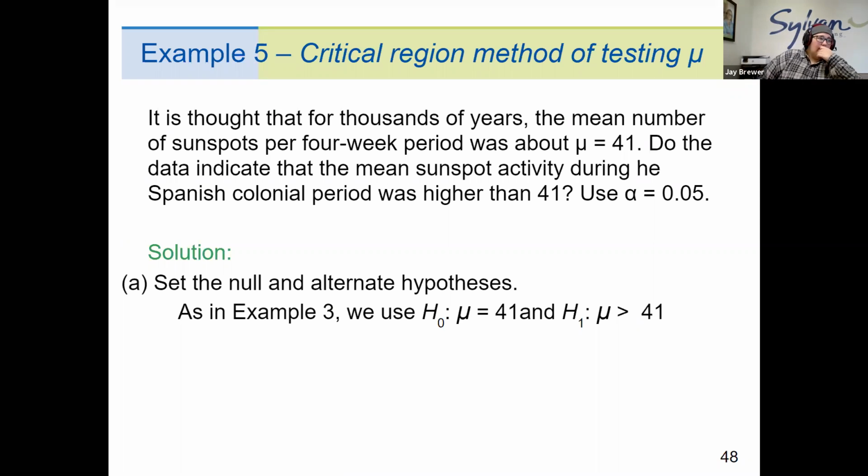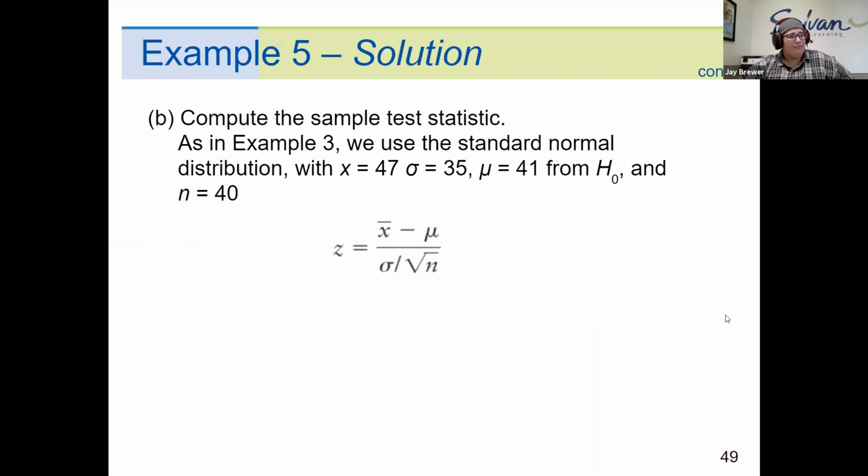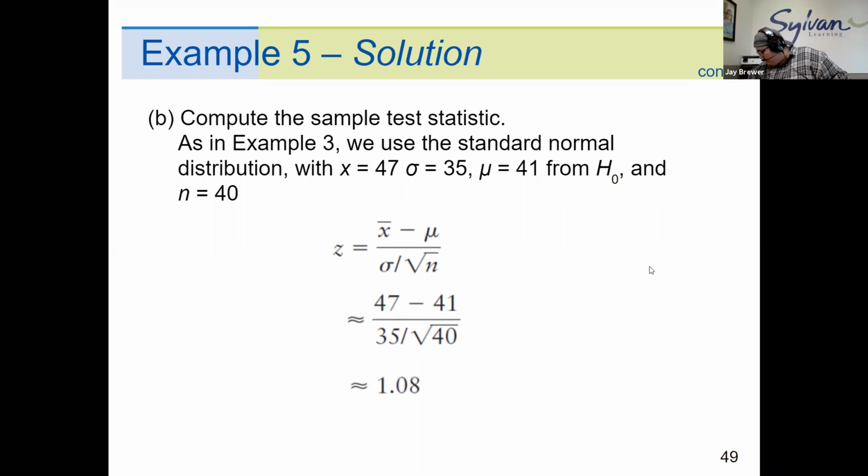Does the data indicate that the mean sunspot activity during the Spanish colonial period was higher than 41 using alpha of 0.05? So we're going to set the null hypothesis and the alternate hypothesis as in example 3. You're going to compute the sample statistic as in example 3. We use the standard normal distribution, and then you'll just plug it in. And we get the same.